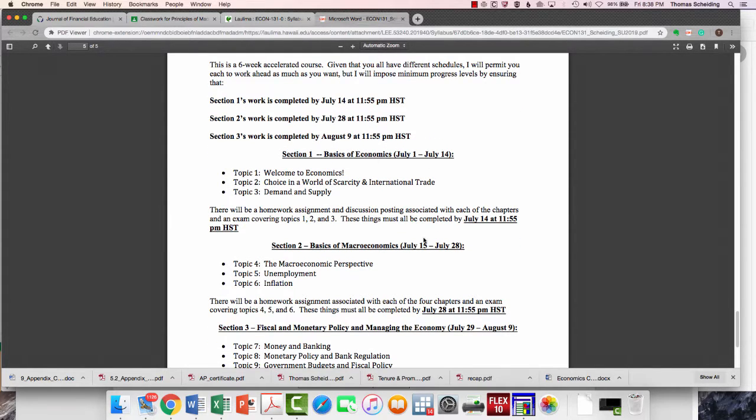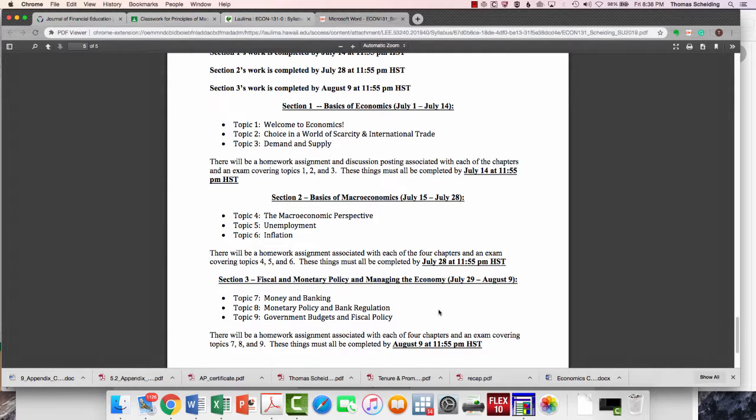Section 2, same thing. It's going to be a 2-week time period, and there'll be 3 homework assignments, 3 reflection papers, 1 exam, all due on the 28th. And then I can see here there's an error. It's not 4 chapters, it's 3 topics. I'll fix that. And then there are 3 final topics here. That would be 3 homework assignments, 3 reflection papers, 1 exam.